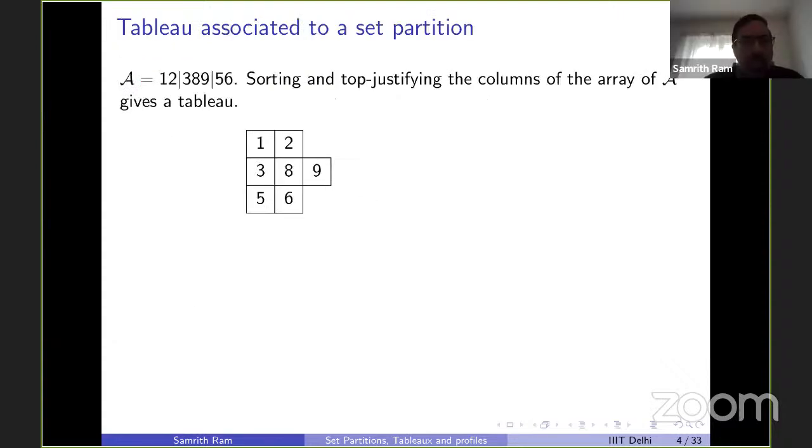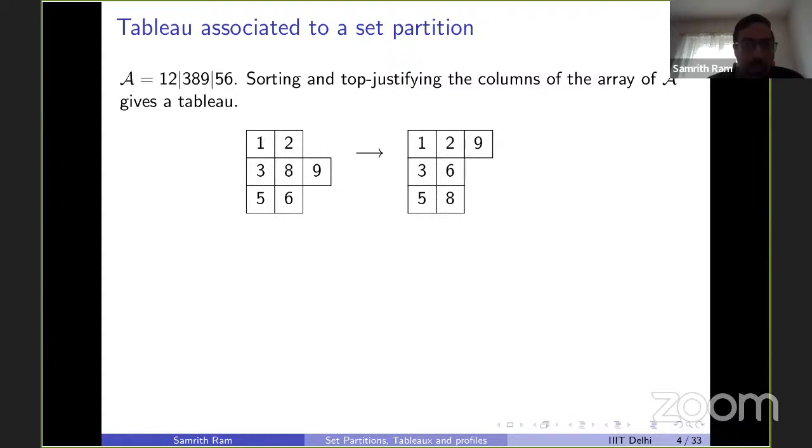Okay. So here is a set partition, and the diagram of the set partition is here. What we want to do is sort the columns individually. For instance, 1, 3, 5, 2, 6, 8, and 9, and also top-justify the cells after they are sorted. Starting with this array corresponding to the set partition, one obtains a tableau. It's actually not difficult to see that this is a multilinear tableau. By construction, the columns are going to be increasing, but it can also be seen, for instance by an inductive argument, that the rows are increasing as well.